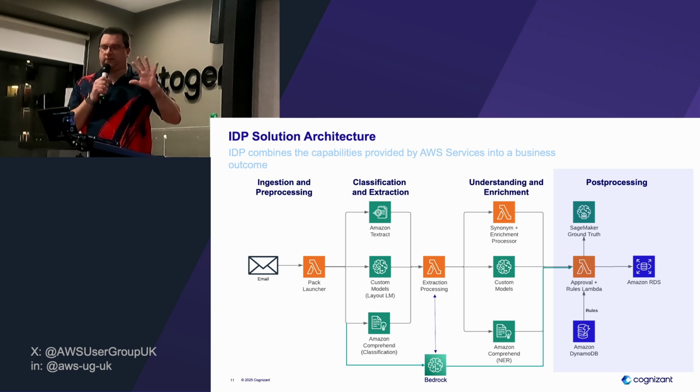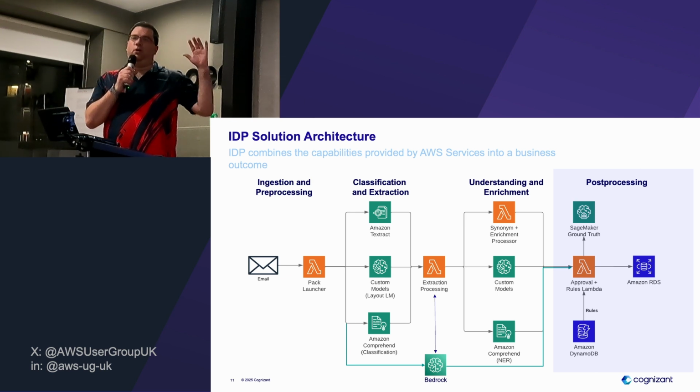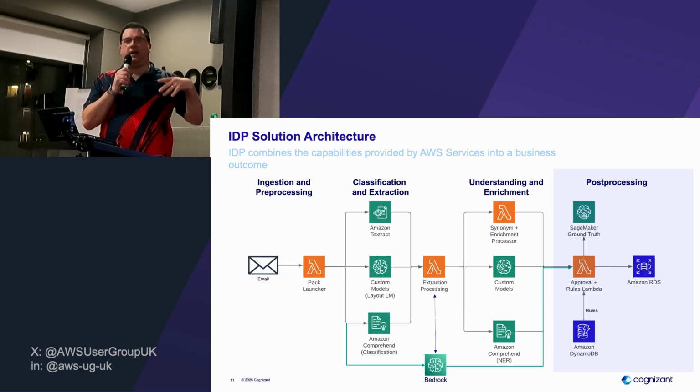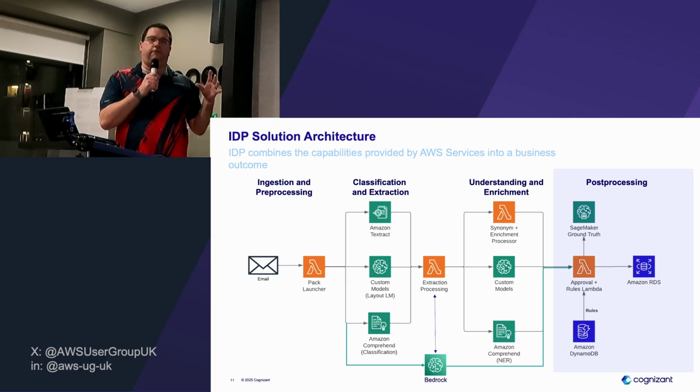So it's classification and extraction: working out what that document was, for example whether it's a policy document, and then extracting it, turning it basically into text that we can do something with, and then storing that. And then we used the understanding and enrichment layer to add a further dynamic to it.